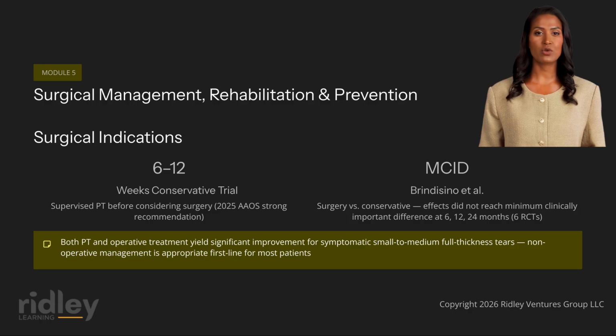The guideline's central recommendation, rated as strong based on high-quality evidence from multiple studies with consistent findings, states that both physical therapy and operative treatment result in significant improvement in patient-reported outcomes for patients with symptomatic small to medium full-thickness rotator cuff tears. This strong recommendation establishes that non-operative management is an appropriate first-line strategy for most patients in this category, with surgery reserved for those who don't achieve satisfactory improvement after an adequate trial of conservative care, generally defined as 6 to 12 weeks of supervised physical therapy.